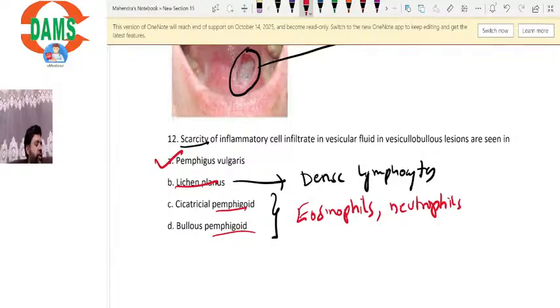There's a question: which of the following is... Pulp testing, please ask endo. Pulp testing is not related to oral pathology. Please ask the endo faculty, they'll explain it to you.